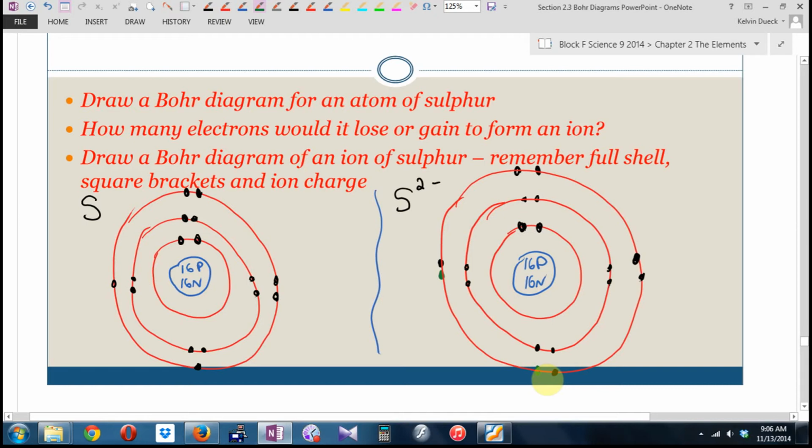Some metal somewhere that wanted to get rid of electrons. And then the last thing that we do to show that this is an ion is we put square brackets around the picture and we write the charge in the top right corner, 2 minus.